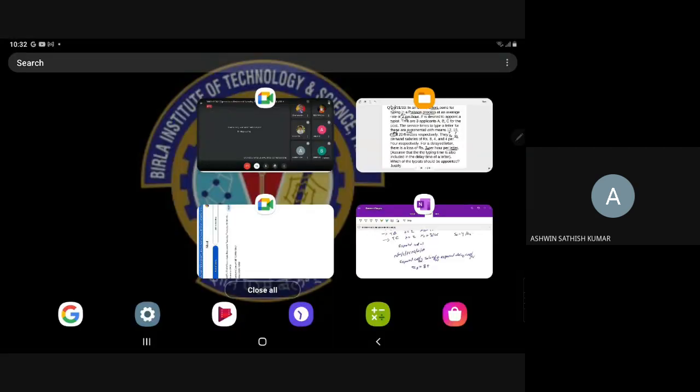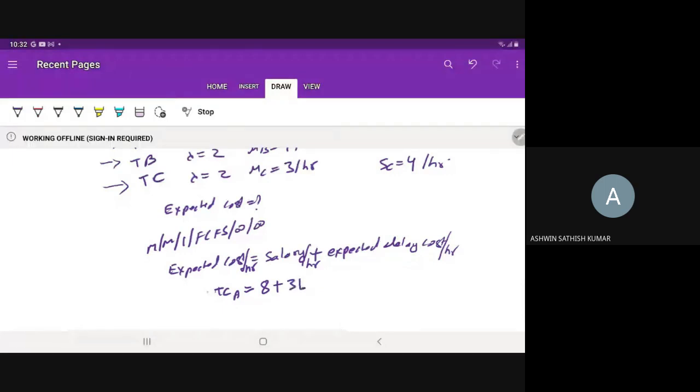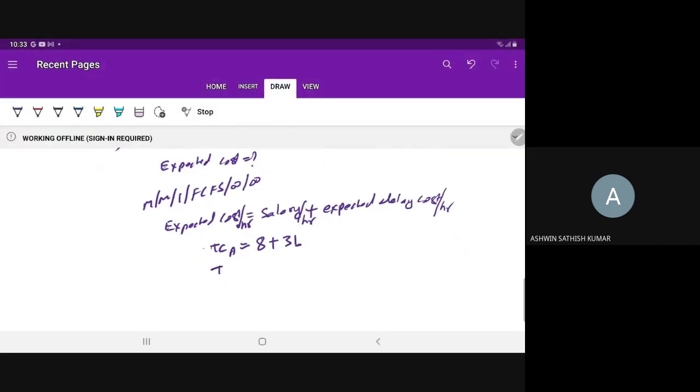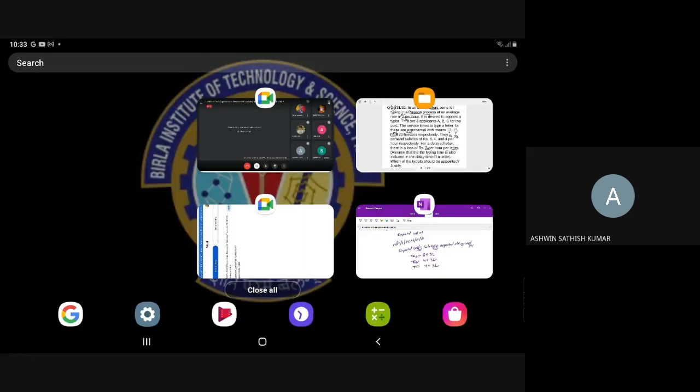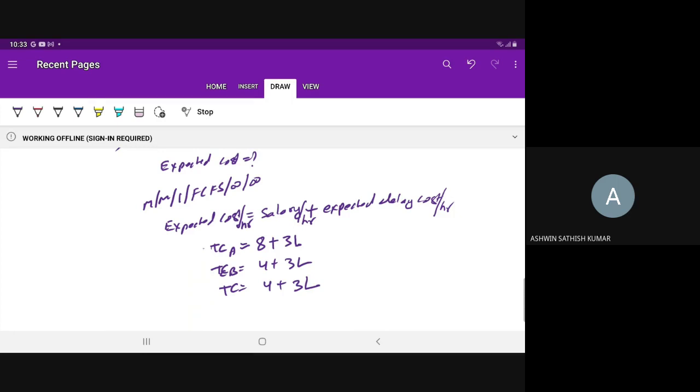So it will become 3L, where L is the expected number of letters in the system, both in typing and in queue. We have to count both. So it will become 8 plus 3L. Similarly, TCB will be 4 plus 3L, and TCC will be 4 plus 3L. Now you have to check who will take the minimum wage. So what is L?